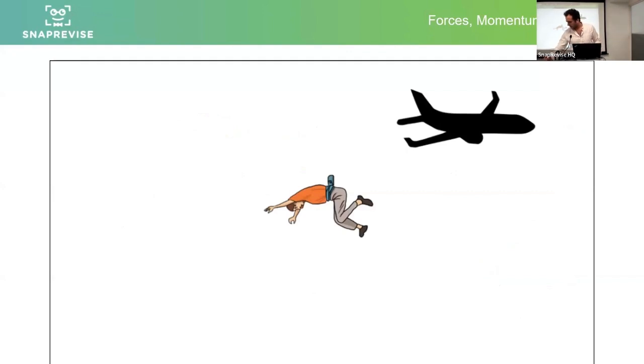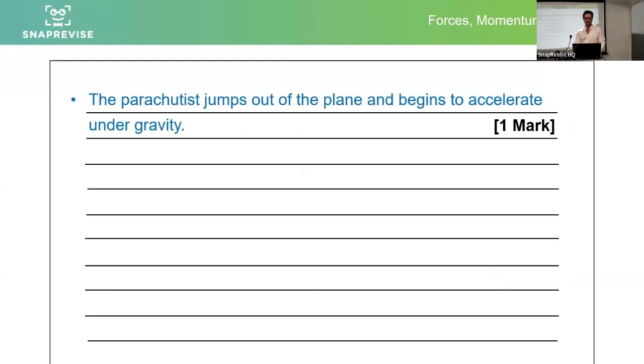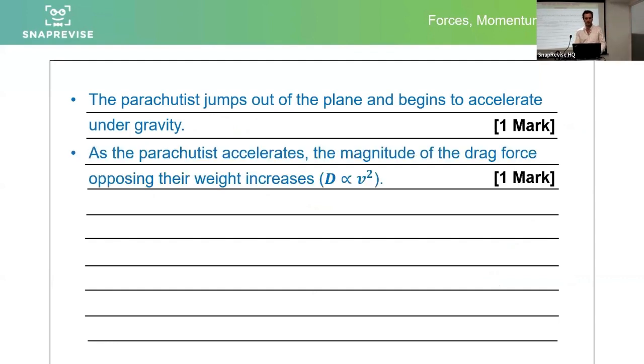So, immediately after this fella has been dumped out of his plane, and it looks like he's a little bit surprised. You're falling out of a plane. The parachute has yet to be deployed. You'll accelerate under gravity. Point number 1. Might seem easy, but you get a mark for just saying that you fall. Basically, you accelerate under gravity.